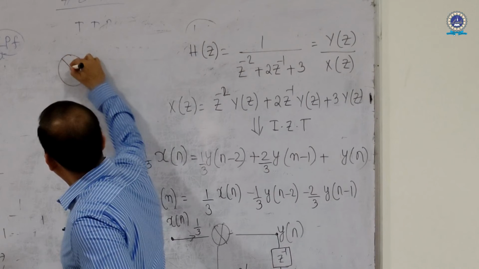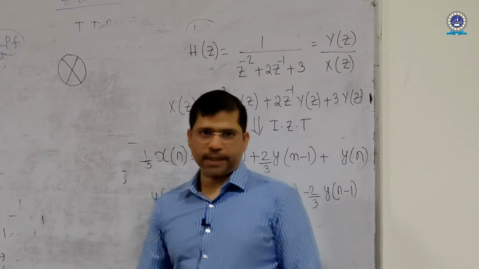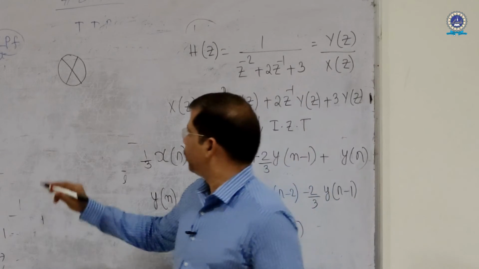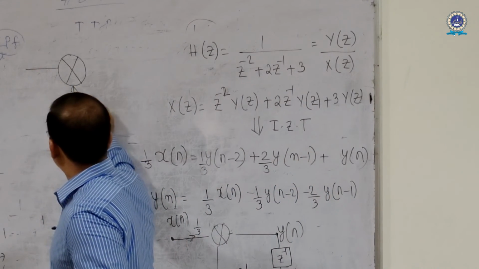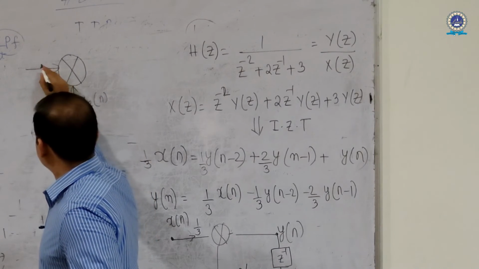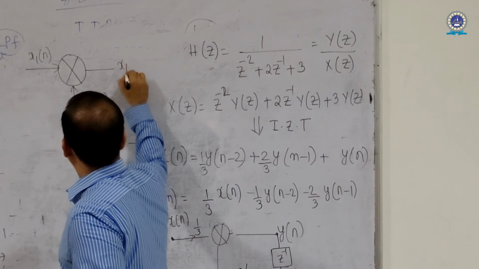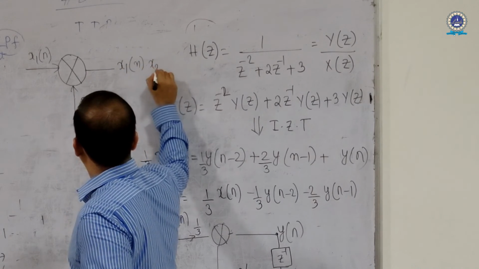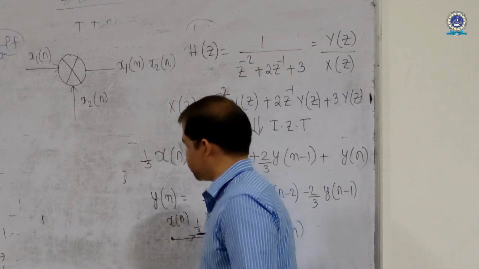There is a symbol here. If you put it this way, this always represents a multiplier. Here this is x1 of n, this is x2 of n. This is a simple notation in DSP, normally we follow this way. And what is the output? You must say x1 of n into x2 of n. That's the notation.